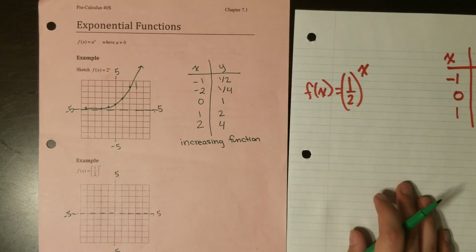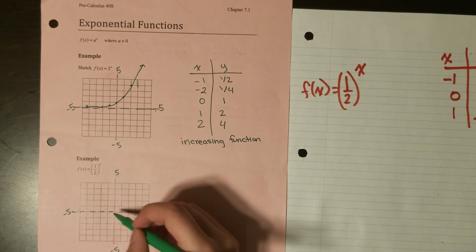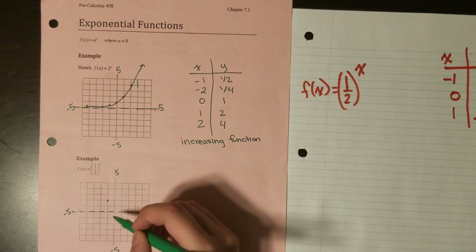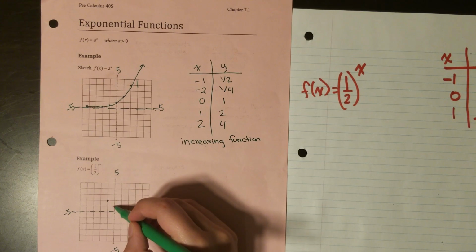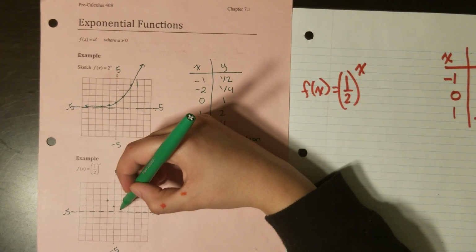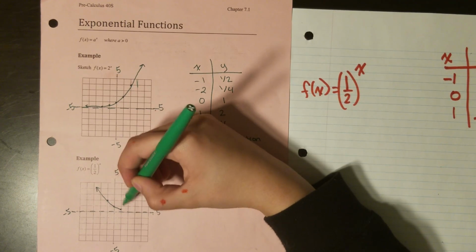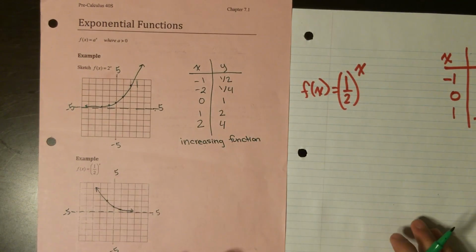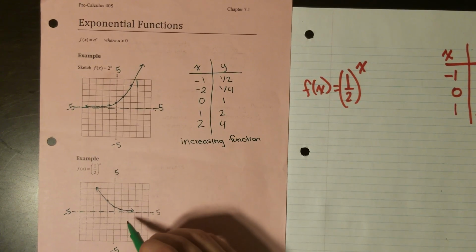I have (-1, 2), (0, 1), and (1, 1/2). And same thing, just connect the dots. So this is going to approach the x-axis, but never cross it. Okay, so now I have that.